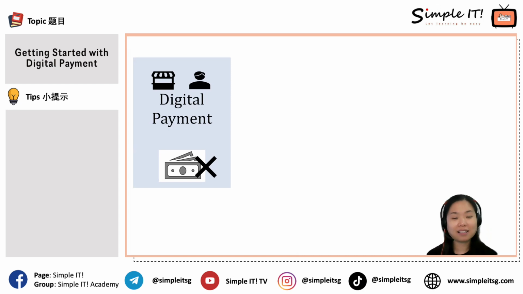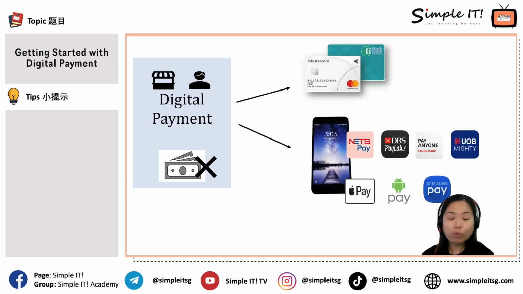EasyLink card. If you're using EasyLink card to pay for your transport, right? That means you go on the bus, you tap, go to MRT, you tap. Actually, this is also considered digital payment because you're not using hard cash to pay for your transport. Yeah. So for digital payment, there are 2 main types. One is using cards and another one is using payment applications on your phone.